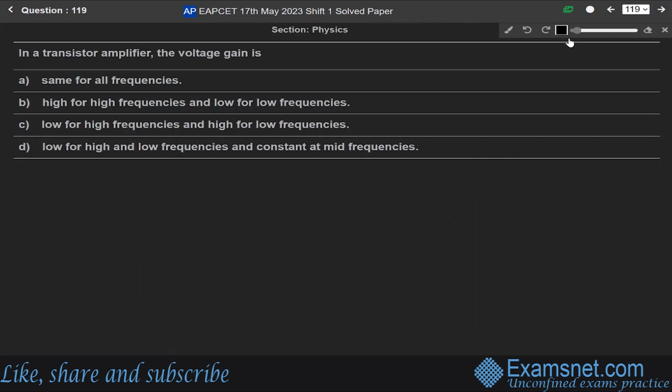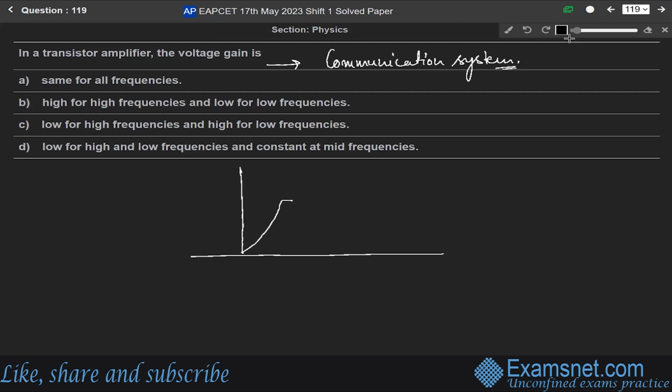Okay. Now next question 119. In a transistor amplifier, the voltage gain is, okay, so this question is from the chapter of communication system. It is asking about the frequency response curve, means for a transistor amplifier, this will be the frequency response curve, means if this is frequency F1 and this is frequency F2, then F2 minus F1 will be the bandwidth of this frequency response curve, and on the y-axis we'll get the gain.